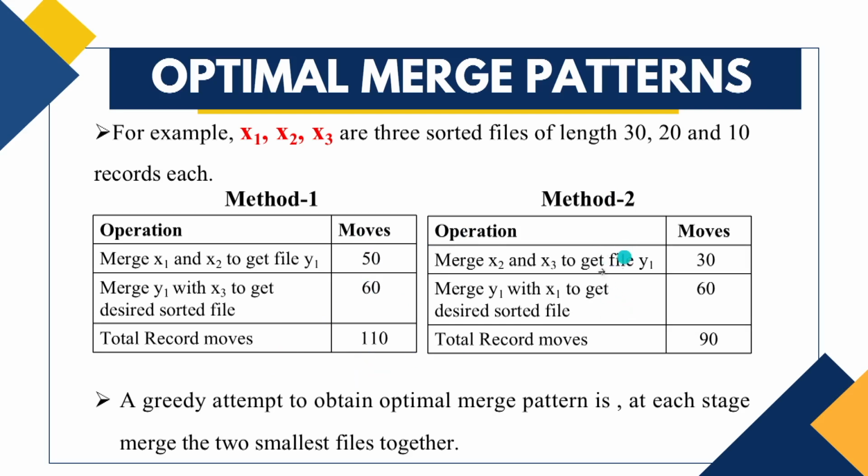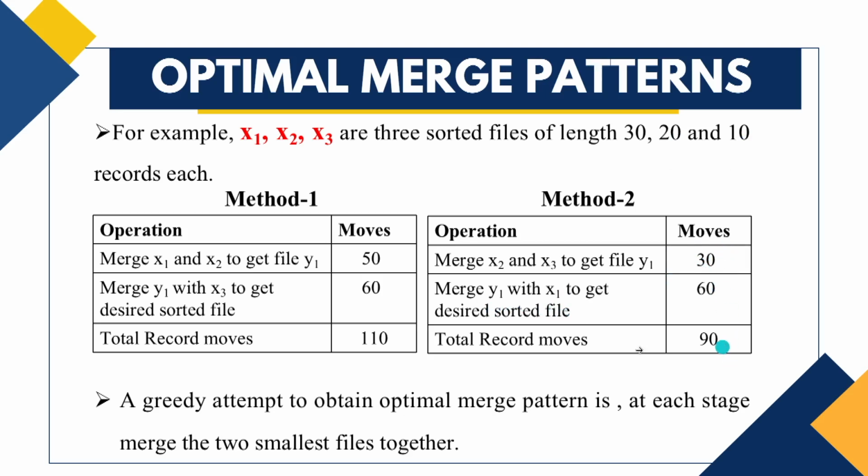On the other hand, when I consider this way of operation, like merging x2 and x3 to get the file y1, so x2 and x3 is 20 and 10, which is 30, and merging y1 with x1 to get the desired sorted file, it is 30 plus 30, which is 60. When I estimate the total record moves, it is going to be 90.